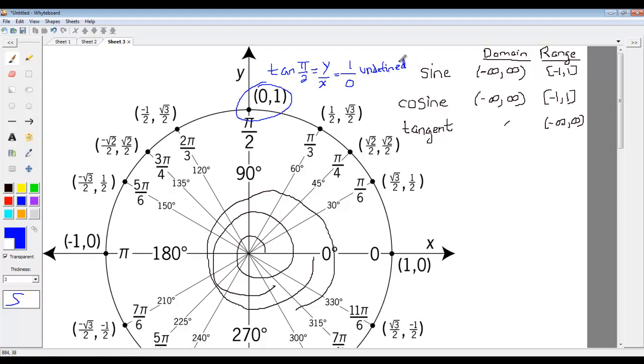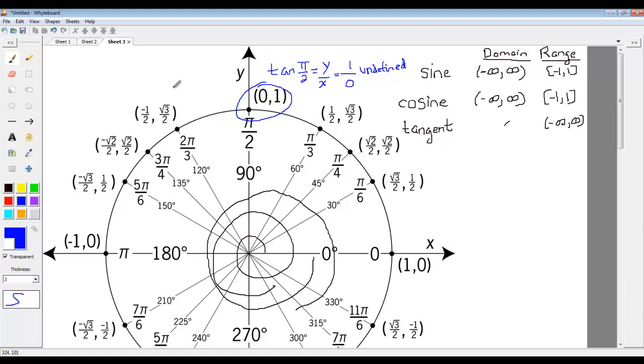Now, when we go to graph these later in future lessons, you're going to find that at those values, you're going to have something called a vertical asymptote. It's an invisible vertical line that the graph never crosses or touches. And it can't, because at those values, the tangent ends up being undefined.